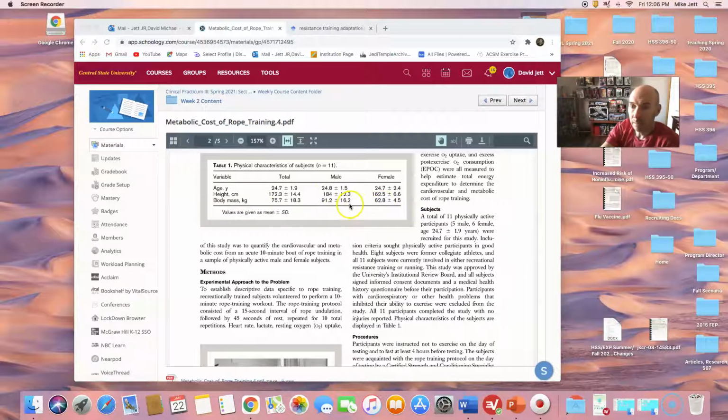So you can see that, because there's such a big disparity here, if they just gave us the total, that could be very misleading, okay? So they give us a further breakdown in terms of male versus female, just to give us more information about who the subjects are, what their characteristics are, okay?